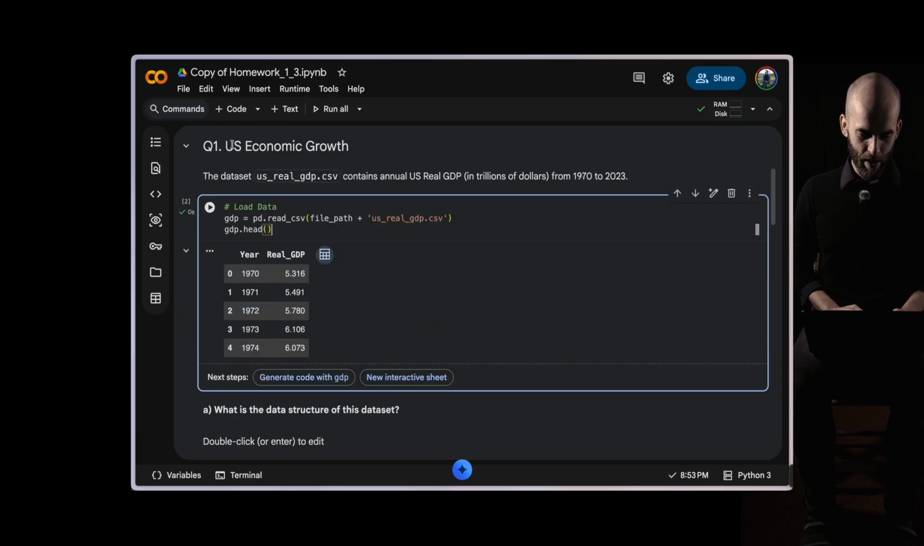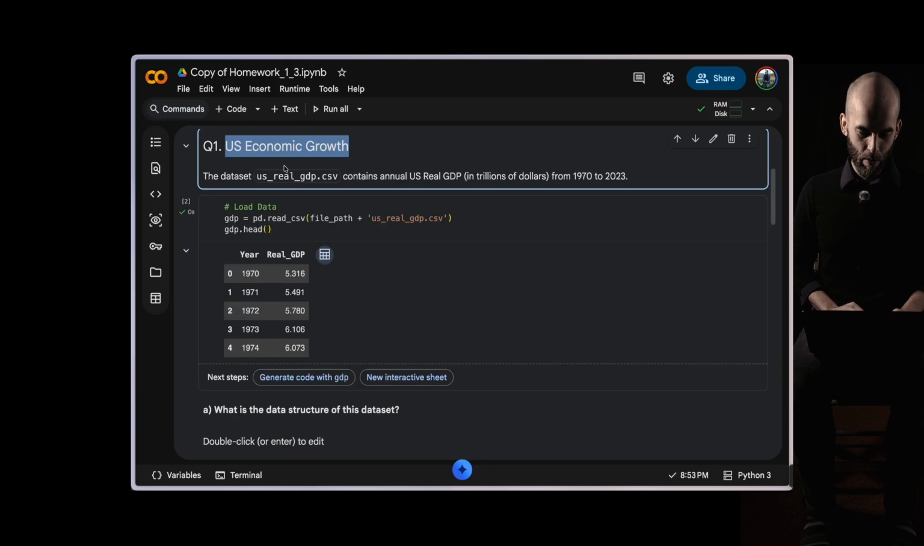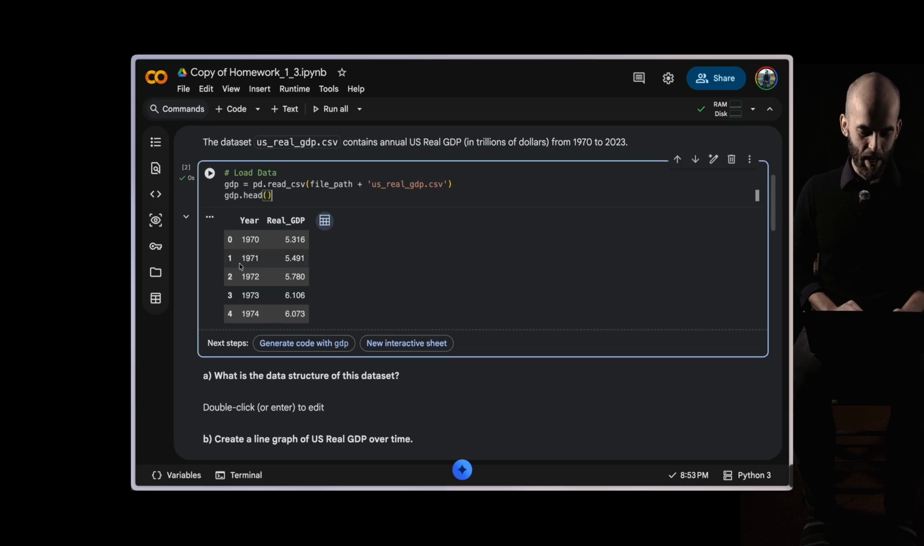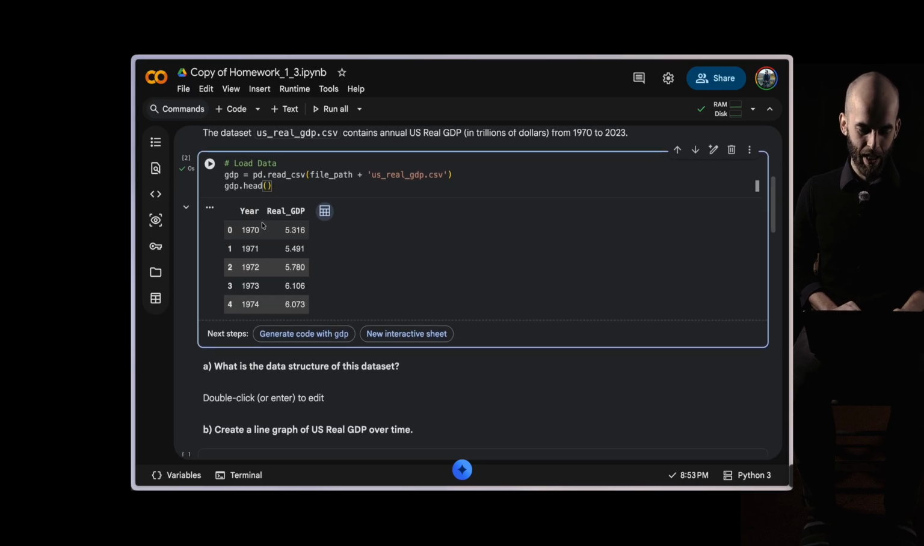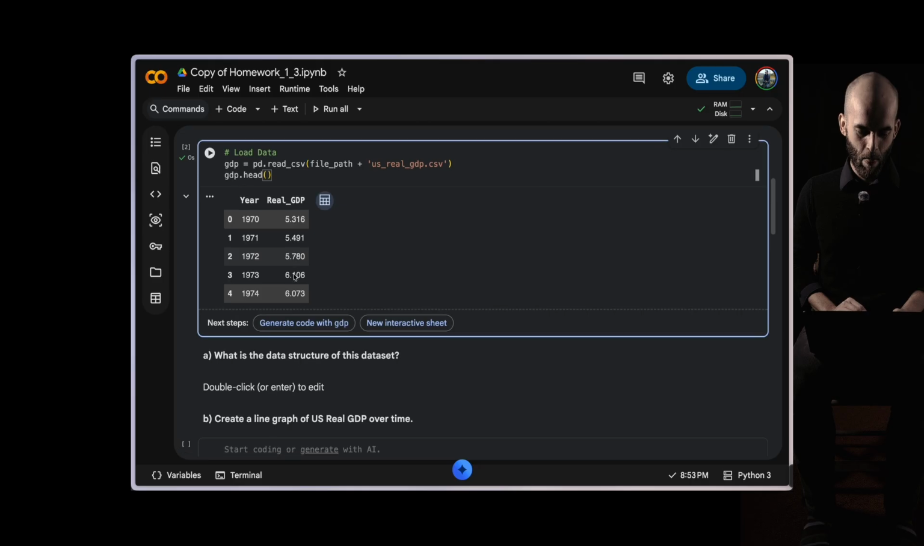So the first question is about US economic growth. We have this data set, US real GDP.csv. And here you can see it has annual US real GDP between these two years. This is what the data set looks like. We have a column for year and a column for real GDP.